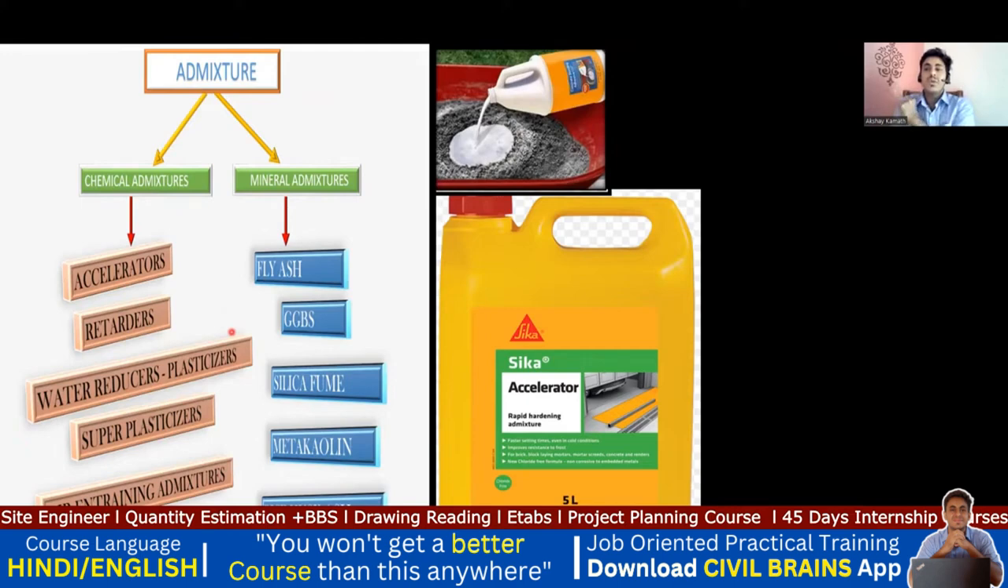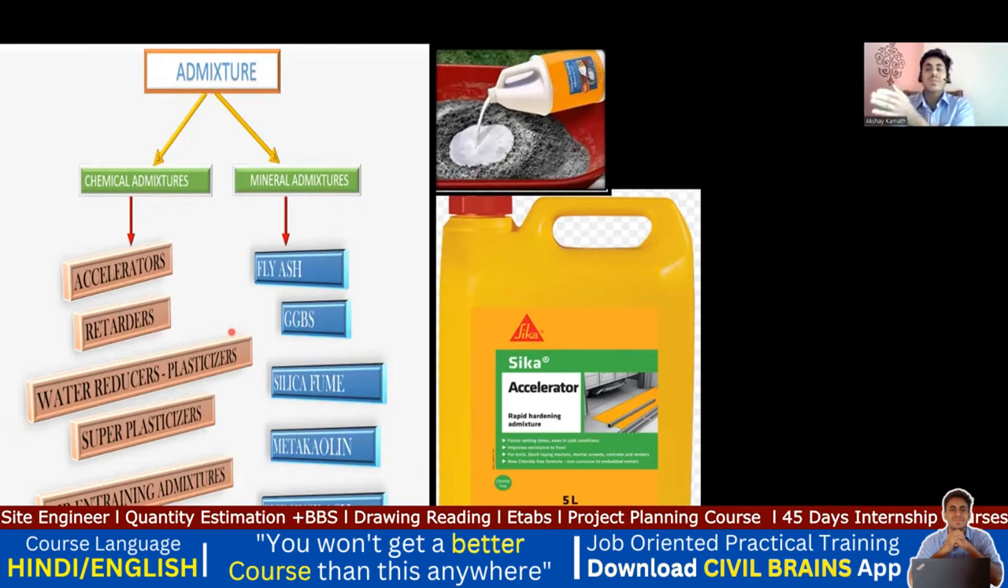So let us say you're doing concreting in a very cold environment. In that case, what will happen? Your concrete is not going to set, since the environment itself is very cold. It will take a long time. So what you're supposed to do, we'll make use of an accelerator, so that whatever reaction is supposed to happen quickly, it is going to happen. So that is the importance of adding an accelerator.